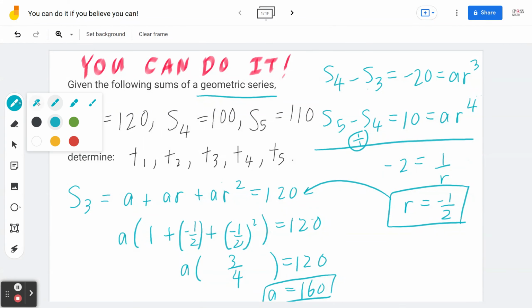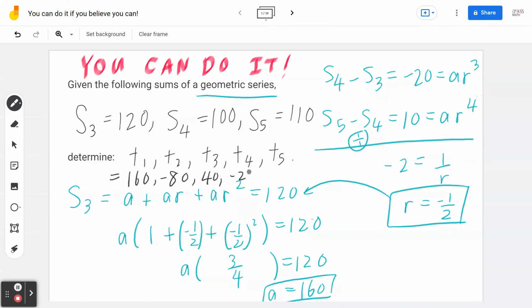So this means if you want to find the answers to these terms, the first term, of course, is 160. The next term is T2, so you're going to multiply by negative half. That's going to be negative 80. The third term, you multiply that by negative half. That's going to be 40. Then the next one's going to be negative 20. Then you multiply that by another negative half. That's going to give you 10. So again, T1 is 160. T2 is negative 80. T3 is 40. T4 is negative 20. And T5 is going to be exactly 10.